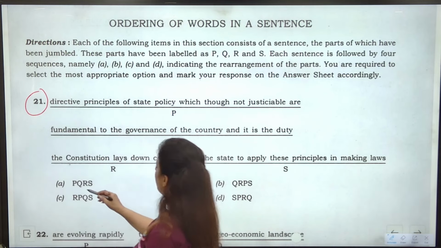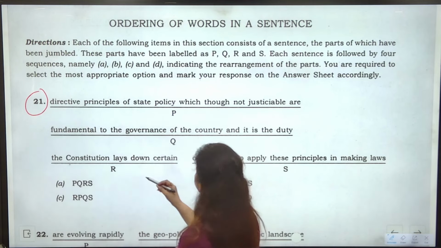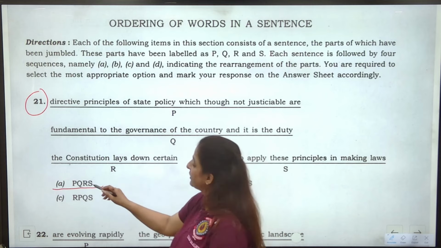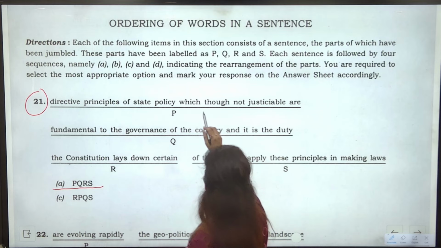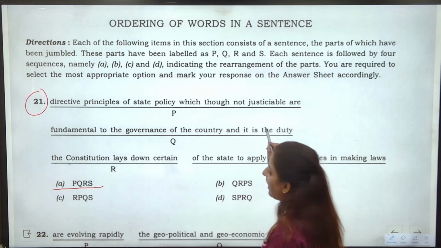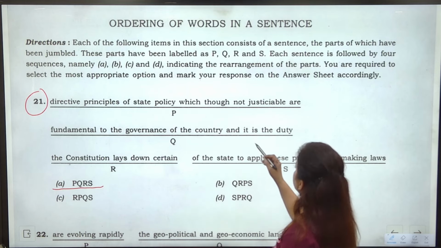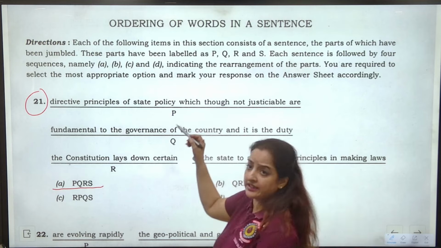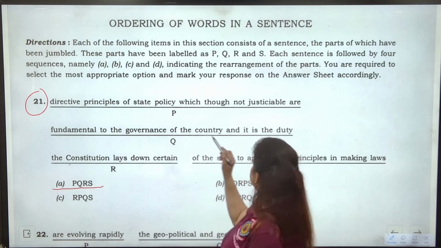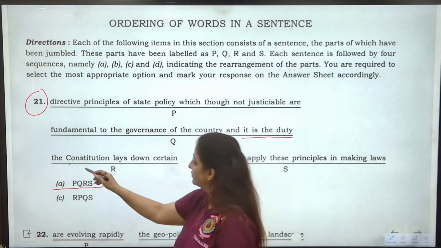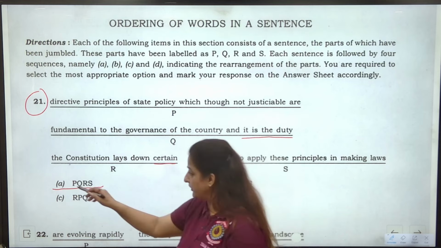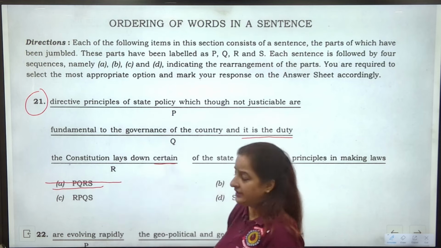Let's read the alpha option, PQRS. Directive principles of state policy, which though not justifiable are fundamental to the governance of the country, and it is the duty the constitution lays down certain of. Till PQ it is still okay. PQ तक तो ठीक है, पर ये जो it is the duty the constitution lays down certain, if R is not connecting with Q, if you think about it, alpha answer नहीं है.